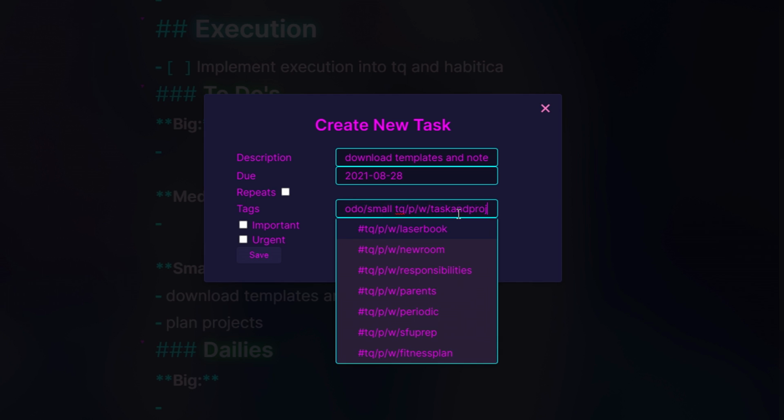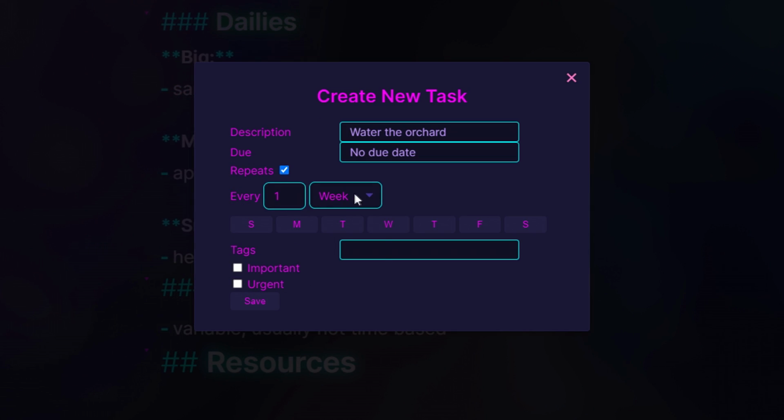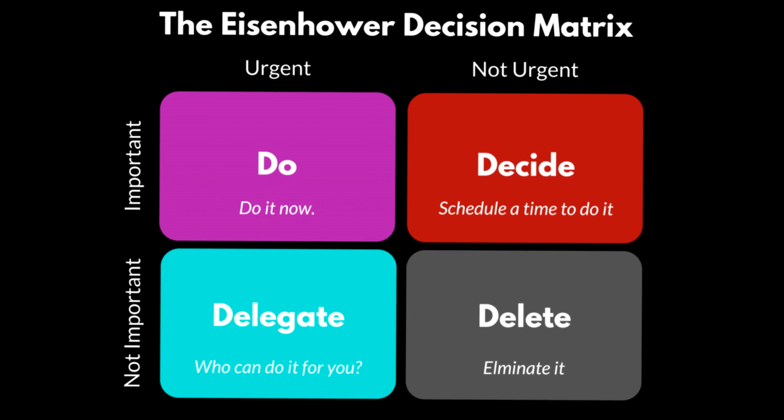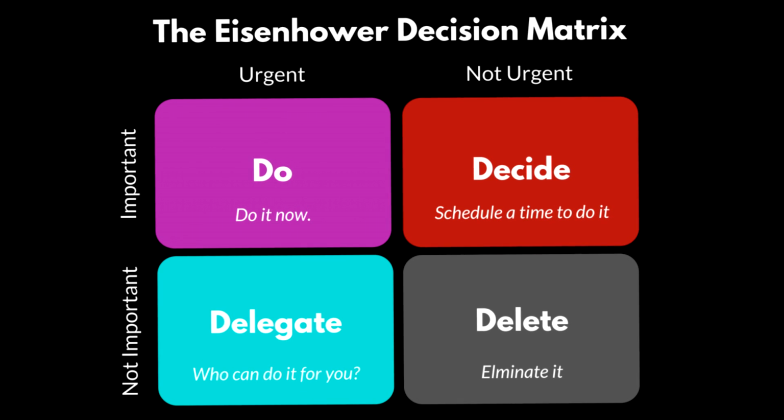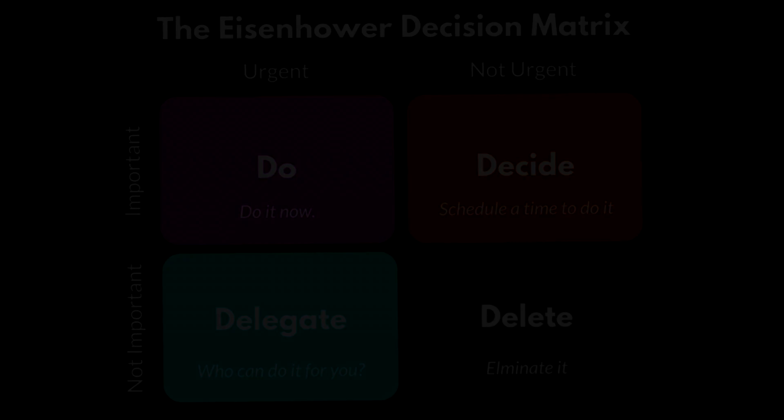If you aren't using an external app for dailies, there's also an option for repeatable tasks. The important and urgent tags are based on the Eisenhower decision matrix, which I thought was a cool addition for helping prioritize tasks.